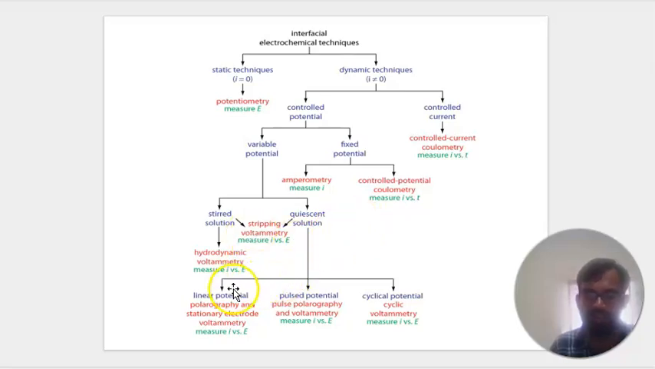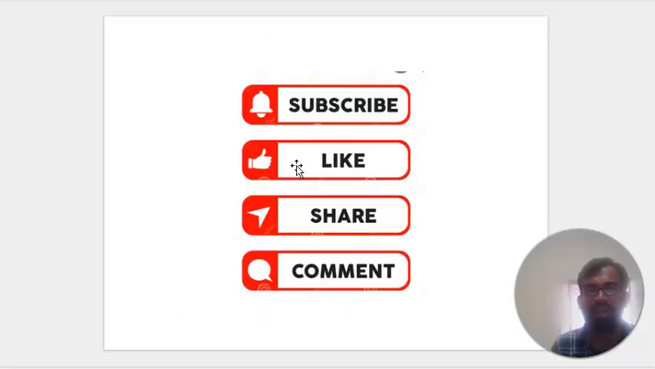Then hydrodynamic voltammetry, again linear potential, pulsed potential and cyclic potential. So polarography is the linear potential stationary electrode voltammetry measurement, and pulse polarography and differential pulse voltammetry and cyclic voltammetry to measure the electricity. These are the techniques. Now electrochemical techniques people are using.